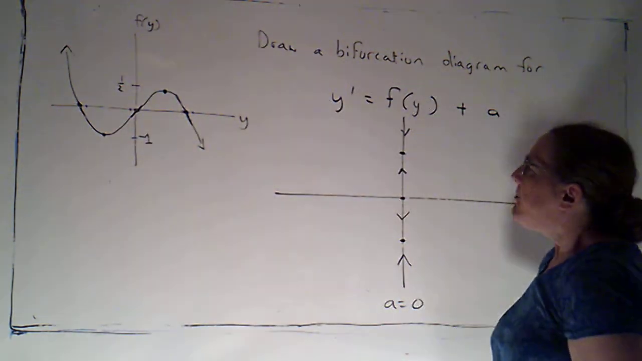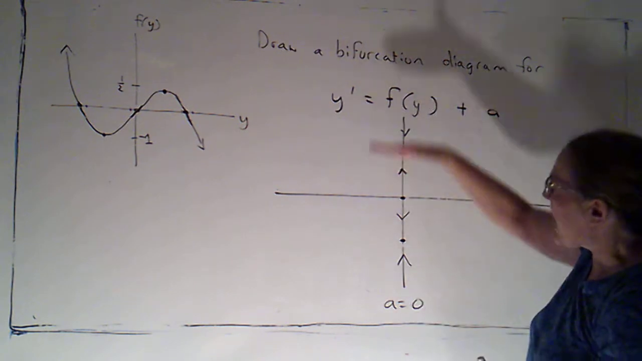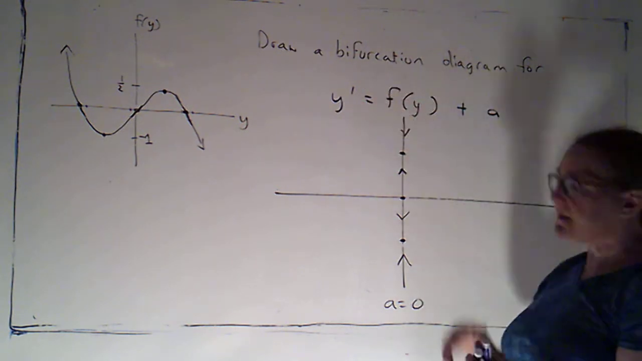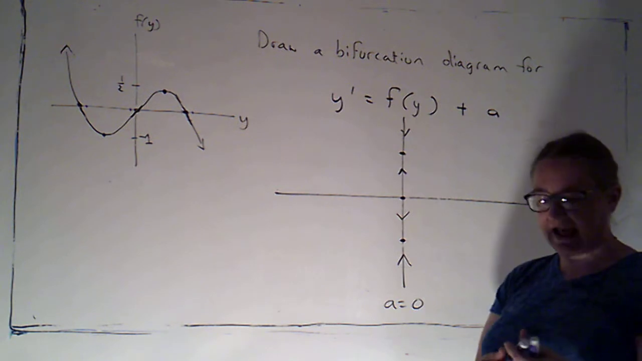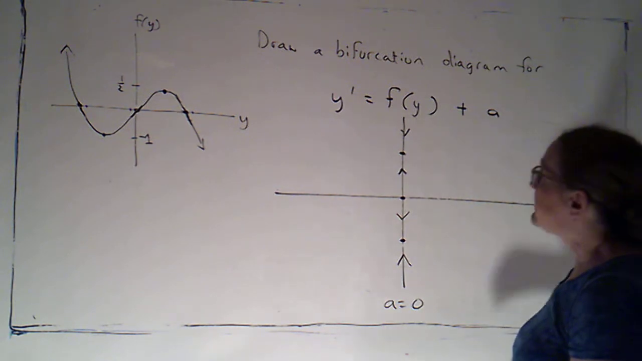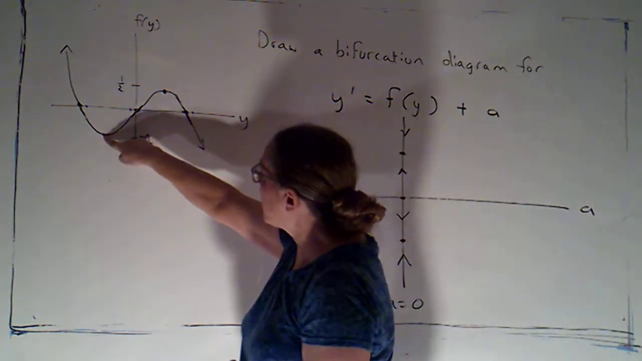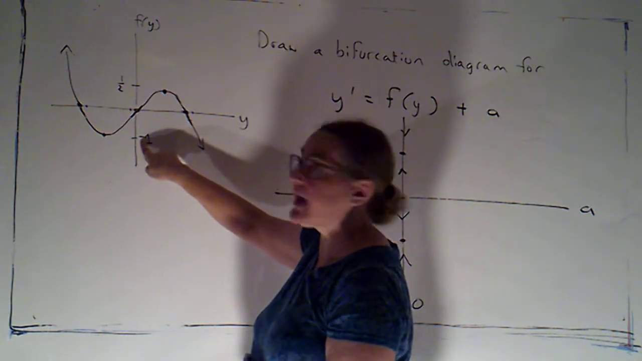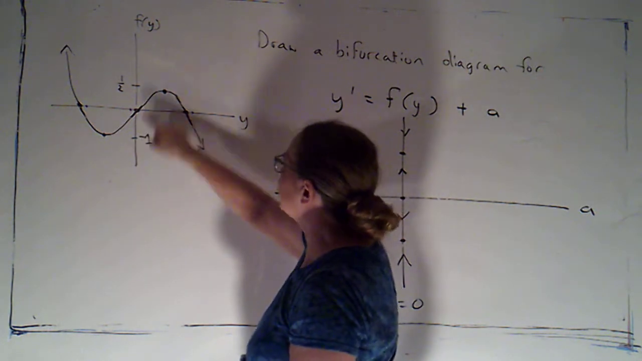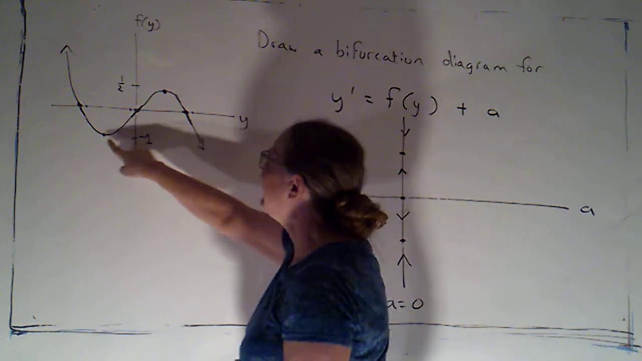Okay. But I can see if I move things up high enough, the number of equilibrium solutions I have would change. Because if I move things up 1, this low point right here is at a y value of -1, or sorry, is at an f of y value of -1.